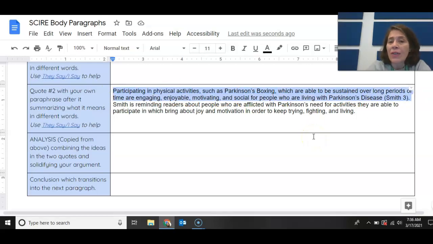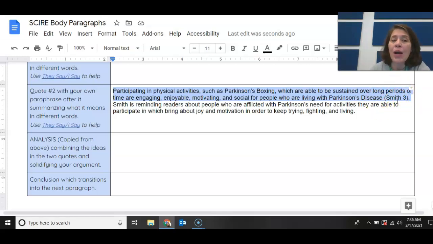Participating in physical activities such as Parkinson's boxing, which are able to be sustained over long periods of time, are engaging, enjoyable, motivating, and social for people who are living with Parkinson's disease. I cited it, even though it was a paraphrase in my own words. I got those ideas from somewhere else. So that's why you have to cite it.